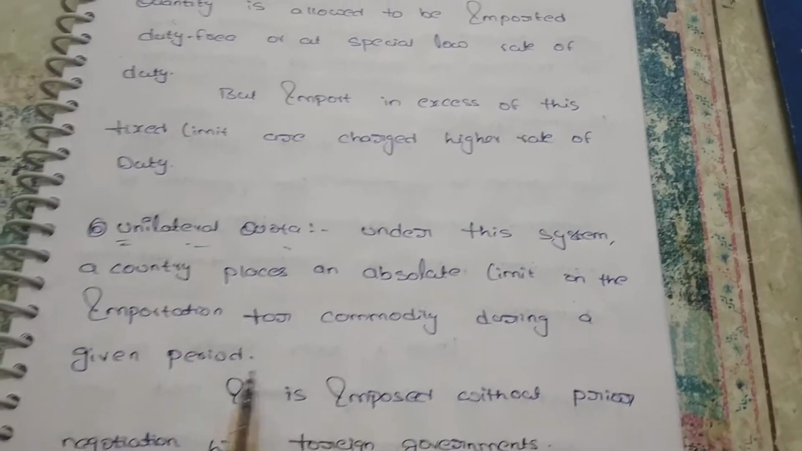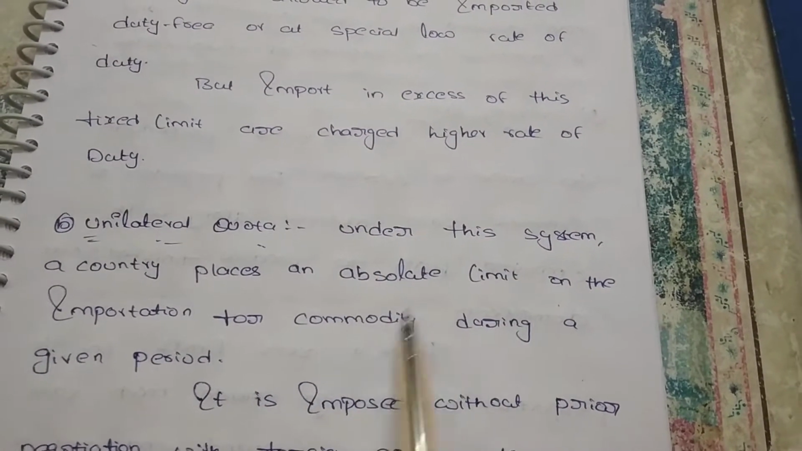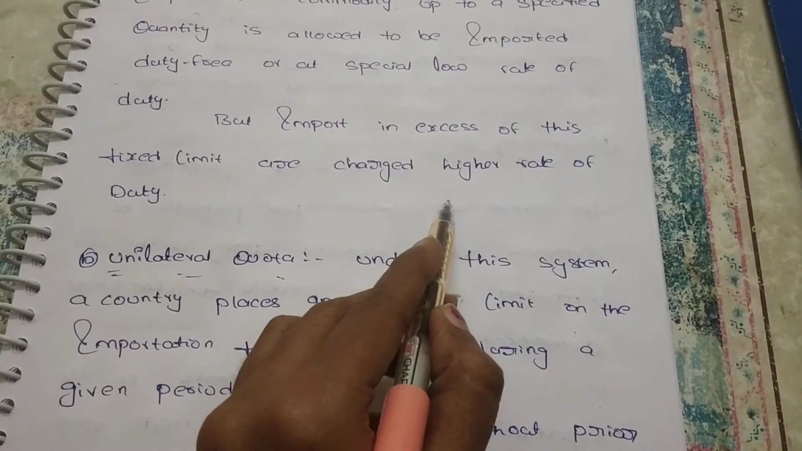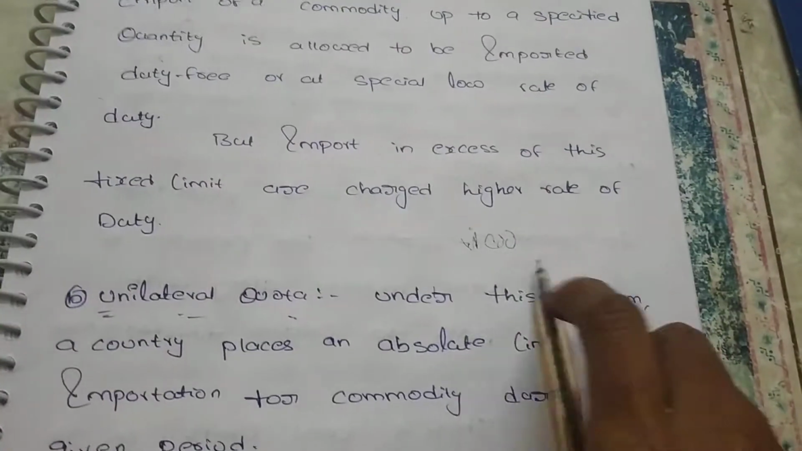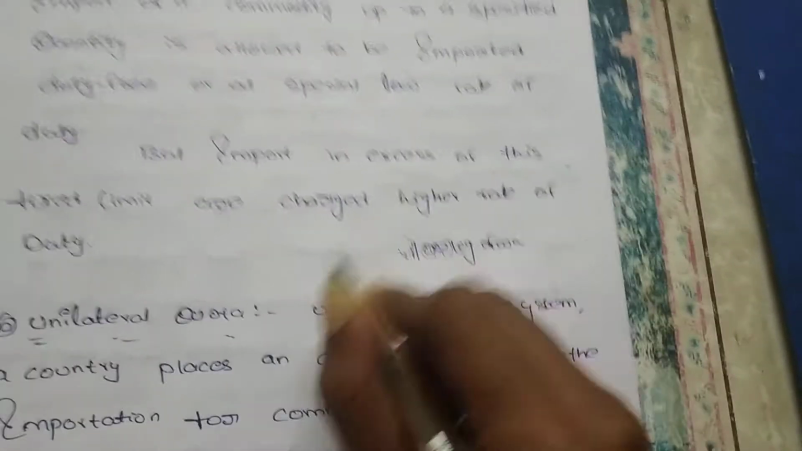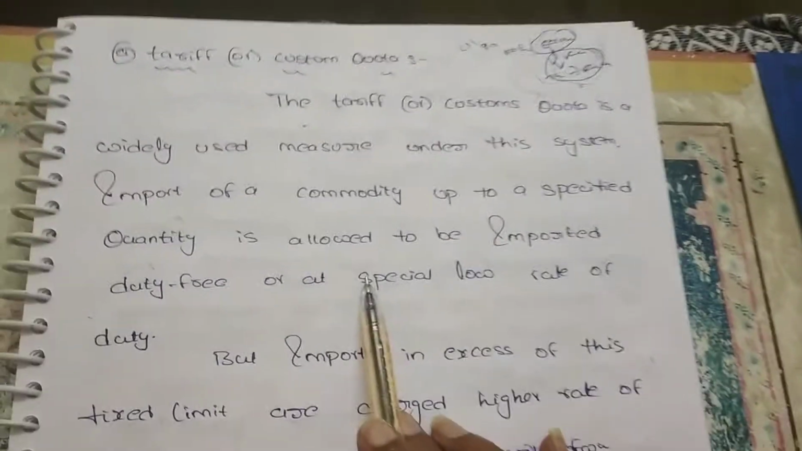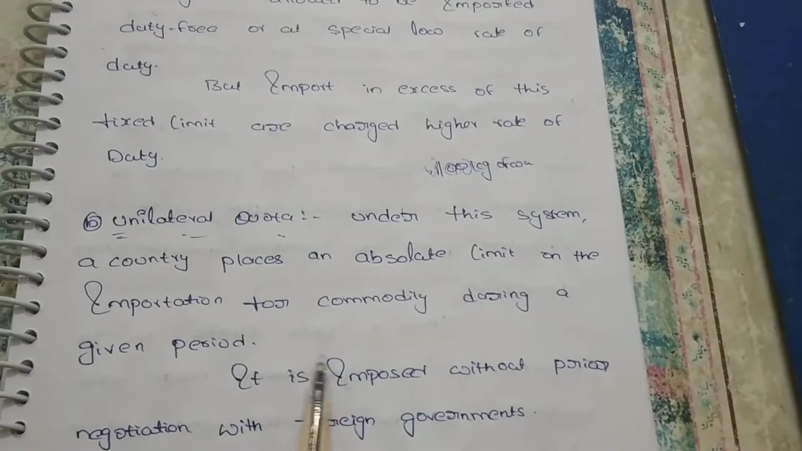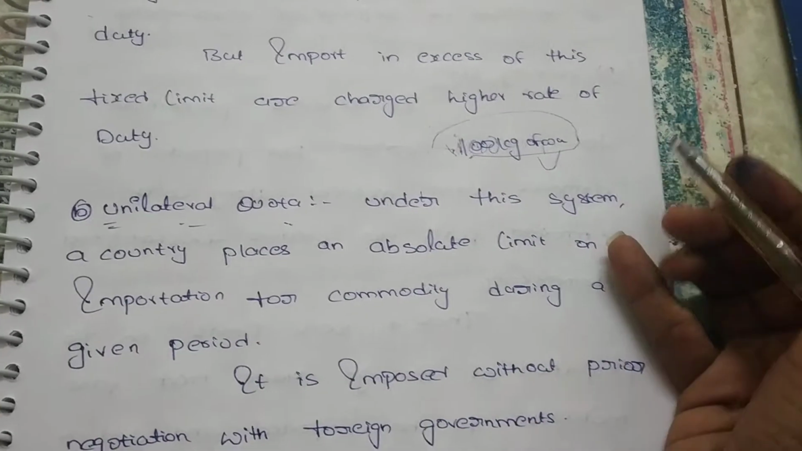Next, unilateral quota. Under this system, a country places an absolute limit on the importation of a commodity during a given period of time. It says that in this particular period, we can import, for example, 100 kgs of wheat. So only 100 kgs of wheat we can import. A unilateral quota is imposed without prior negotiation with foreign governments. In other cases, we need prior negotiation with both the importer and exporter country. But with a unilateral quota, there is no negotiation between the foreign country and the home country.